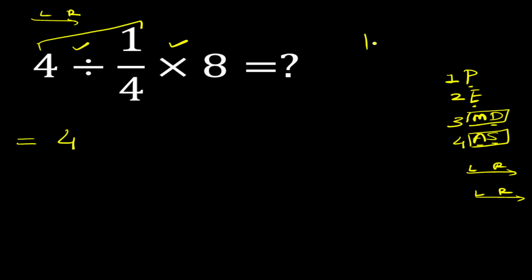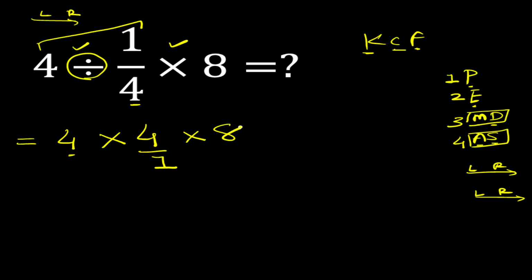Now, according to the KCF rule, K means keep this 4 as it is, the same. C means change this sign from division to multiplication. And F means flip this second fraction: 1 upon 4 is equal to 4 upon 1. Right? Multiply by 8. Now 4 upon 1 is equal to 4, so we can remove this 1. Right?